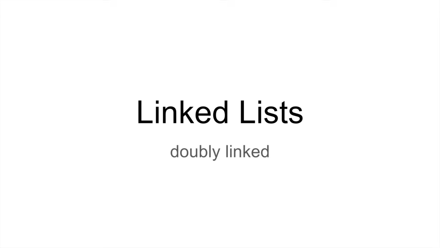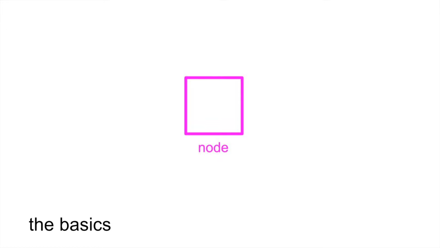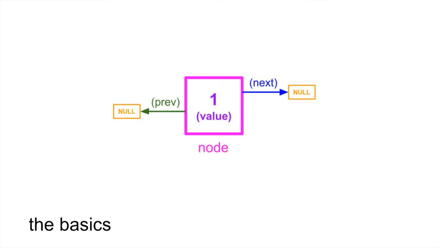This video is about linked lists, and in it we'll be talking about doubly linked lists. In linked lists there is a node which has a value. In this case, this node's value is 1, and each node also has a next pointer and a previous pointer, since it's a doubly linked list that we're looking at. Originally, if you have a list of just one node, the next and previous are both null.